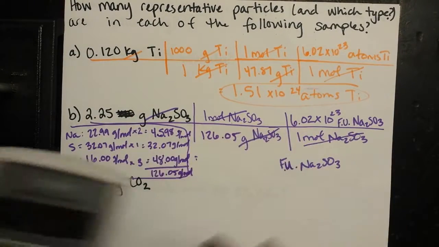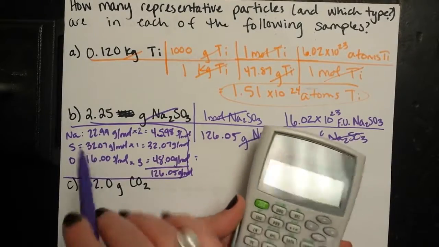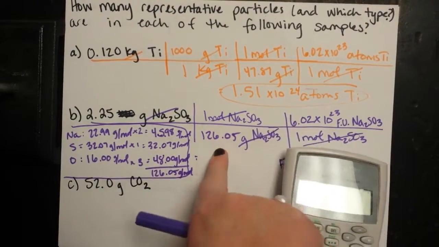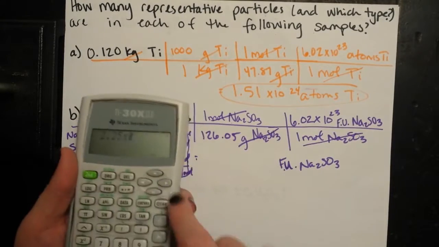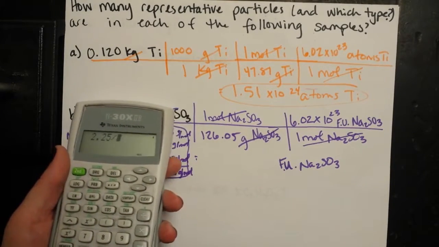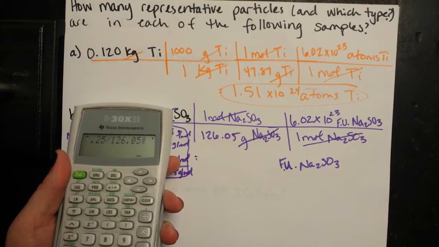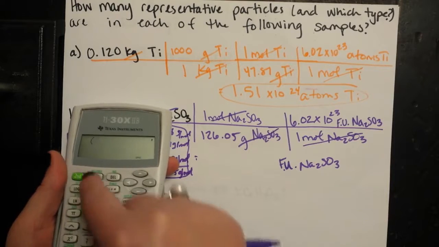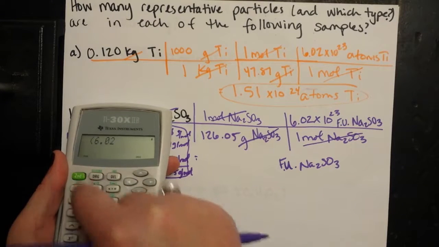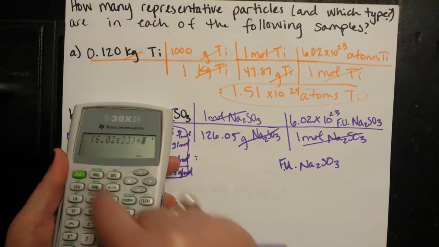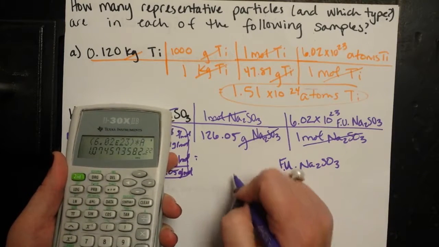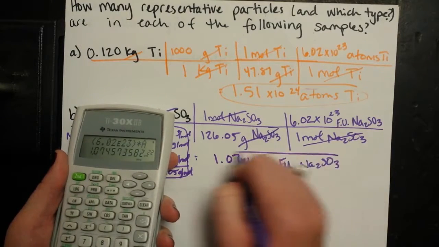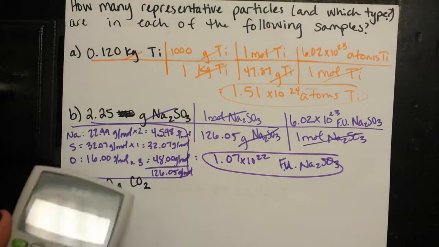Now we can actually do the dimensional analysis. We'll do 2.25 divided by the molar mass, so divided by 126.05. Get that answer, and then multiply it by Avogadro's number. So we get 1.07 times 10 to the 22 formula units of sodium sulfite in that mass.